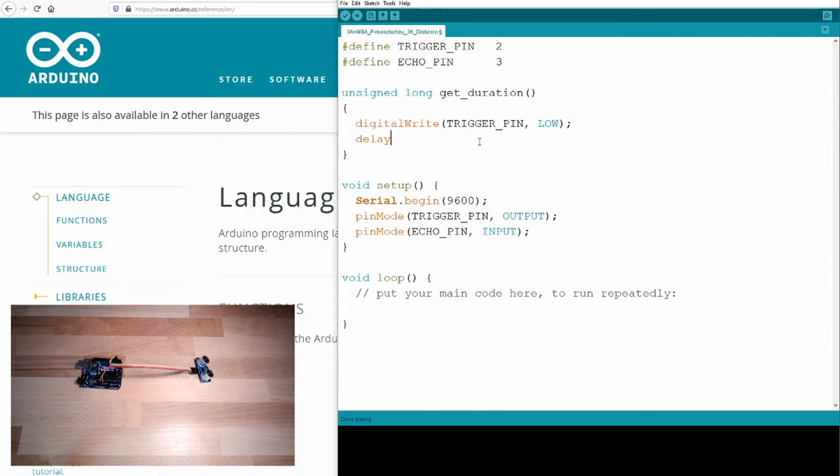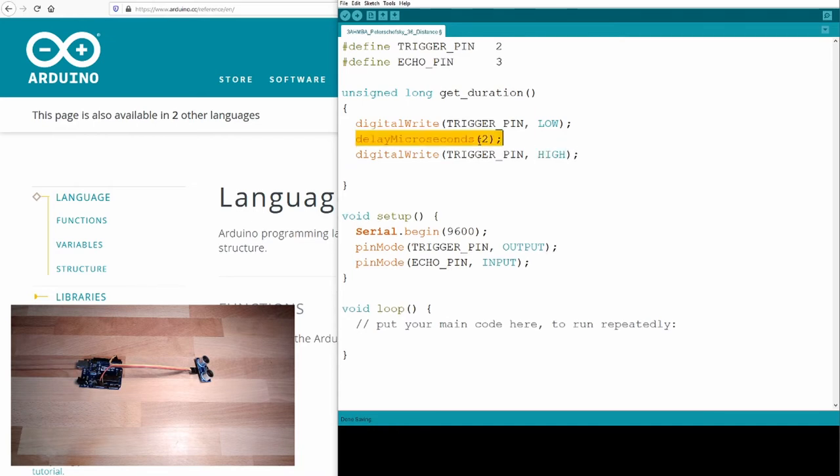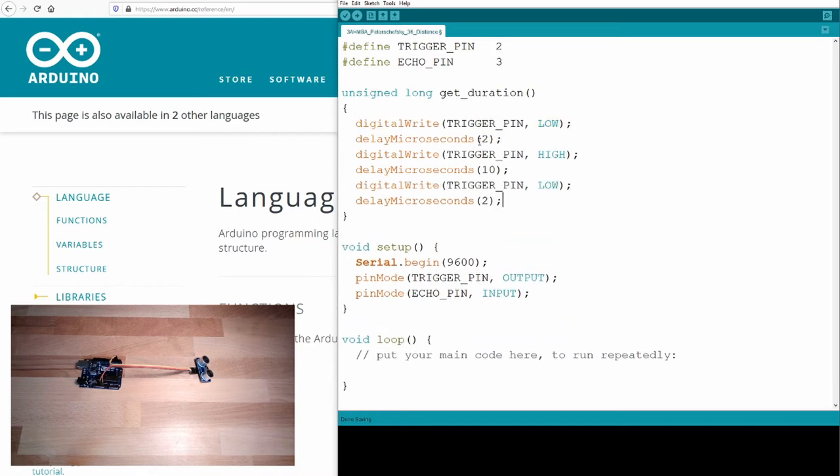And then I will delay for 2 microseconds. Should be enough for the module to realize that this trigger pin is low. Then I will set it to high. And then I delay 10 microseconds. This is enough for the module to realize that this is a pulse. Then again, I have to set the trigger pin to low, and that's it for the trigger pin.